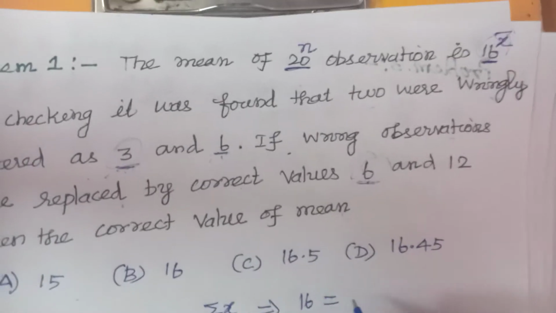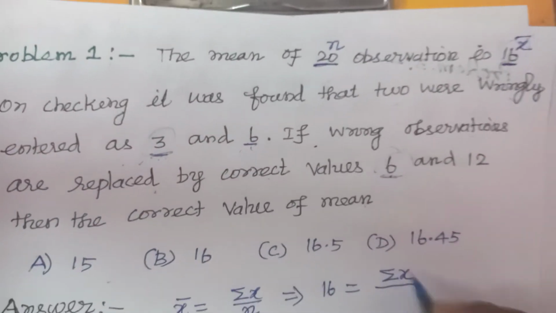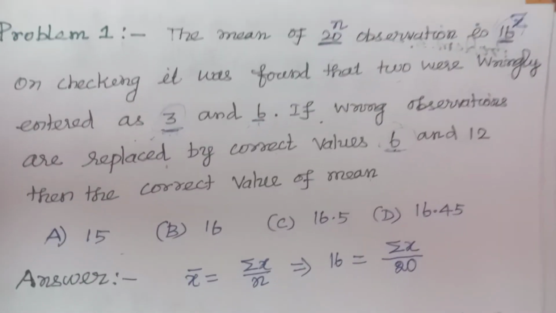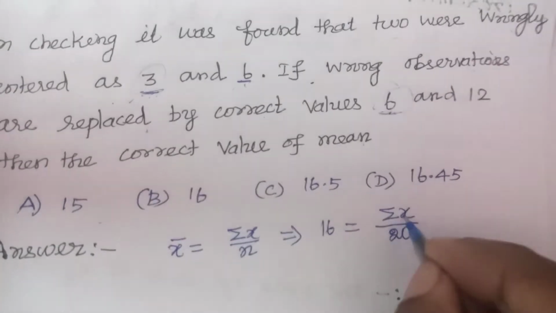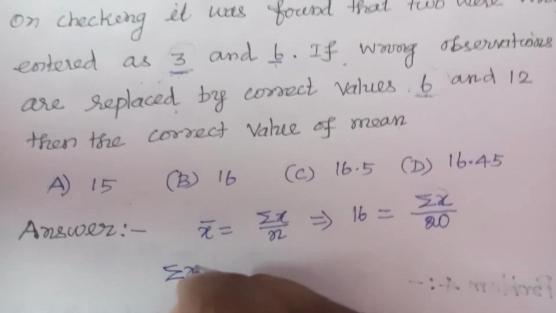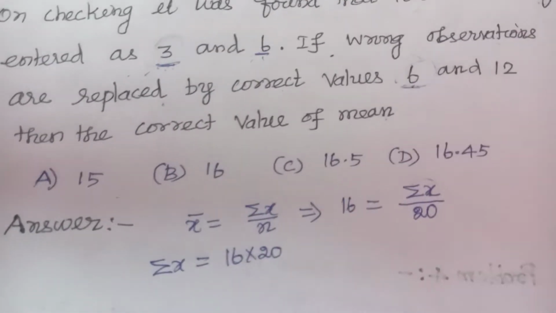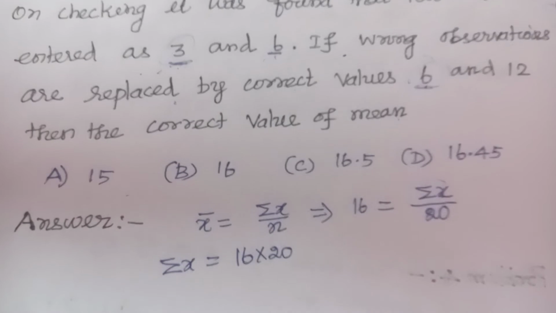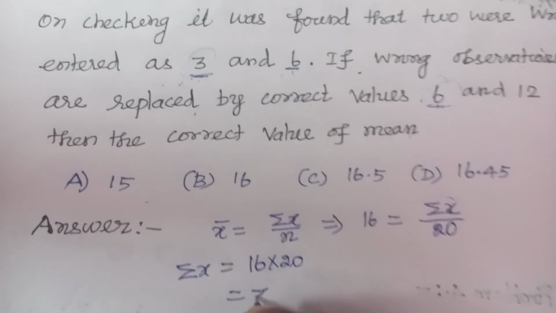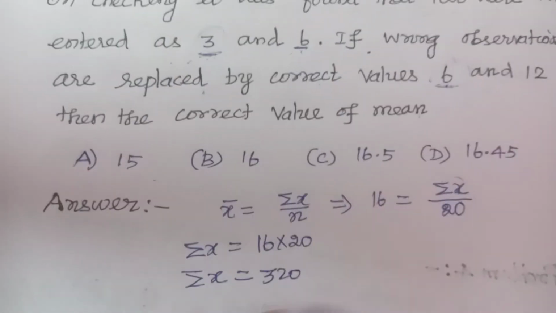16 is equal to summation of x, the sum of observations, divided by the number of observations, 20 observations. Now we have to calculate the summation of x, the sum value. That is, summation of x is equal to 16 into 20. What is the value of 16 into 20? It is equal to 320. Summation of x, that is the sum value given.